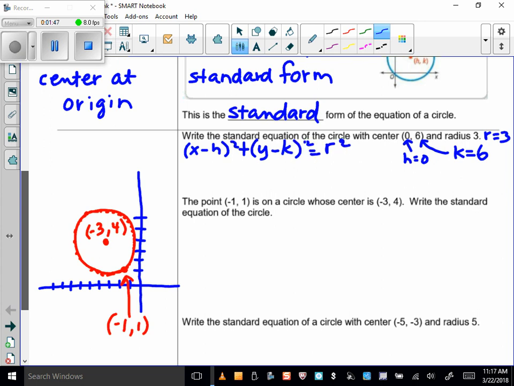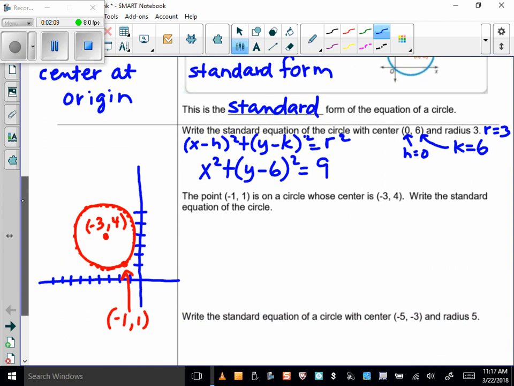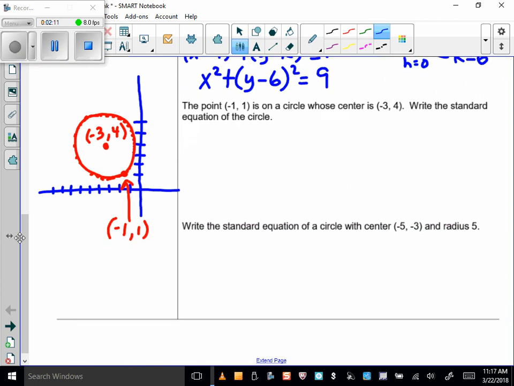So let's plug in what we got. If h is 0, we don't need to write x minus 0. That's just going to be x squared. And k is 6, so (y minus 6) squared. And if r is 3, then r squared is 9. So that's it. There's the equation for that circle whose center is at (0, 6) and has a radius of 3. Okay, I went ahead and sketched this up here before I started, so I wouldn't have to waste so much time doing sketches in this lesson, and I've done a few more.